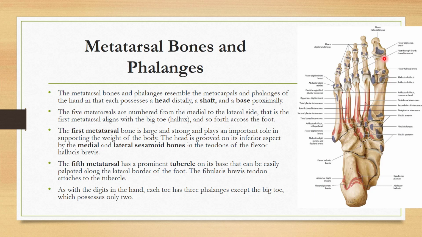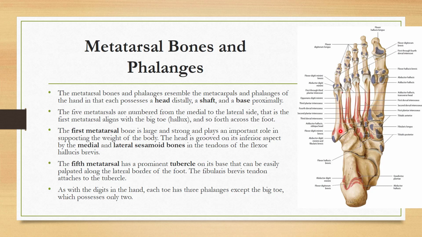There is one important point which you have to learn here. There are two sesamoid bones on the inferior surface of the head of the first metatarsal bone. These sesamoid bones are there because of the flexor hallucis brevis muscle. Remember this thing, because of the flexor hallucis brevis muscle, there are two sesamoid bones present on the inferior surface of the head of the first metatarsal.